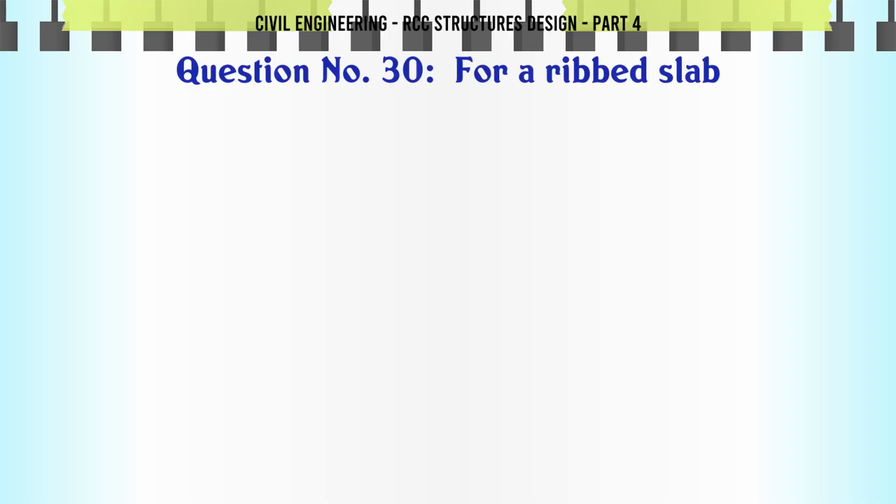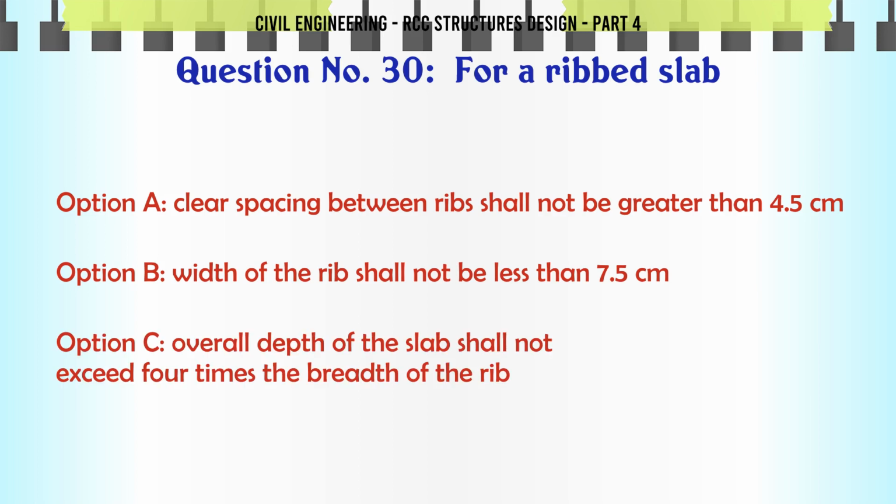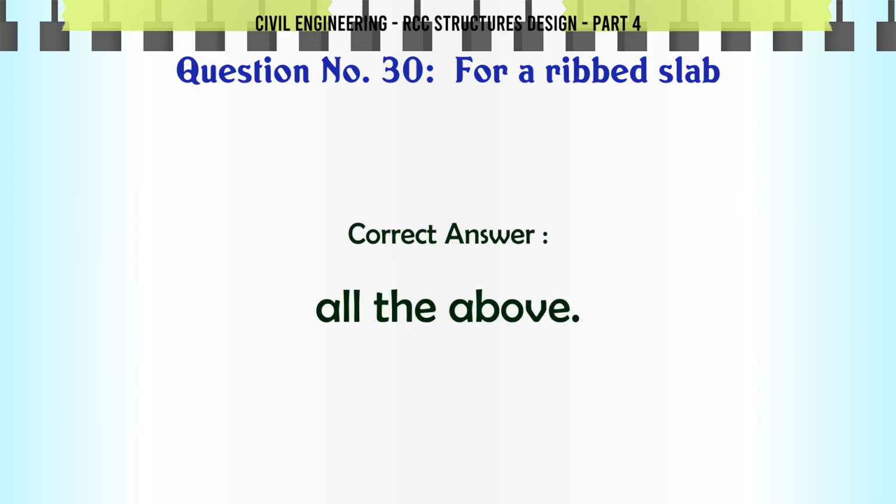For a ribbed slab, A. clear spacing between ribs shall not be greater than 4.5 centimeters. B. Width of the rib shall not be less than 7.5 centimeters. C. Overall depth of the slab shall not exceed 4 times the breadth of the rib. D. All the above. The correct answer is all the above.